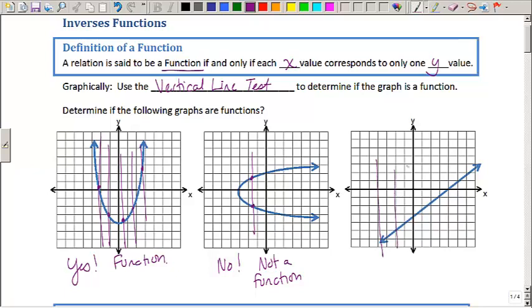On the last graph, at every single vertical line that I can pass through, the graph only touches the vertical line at most one point. So in this last case, we have another function.